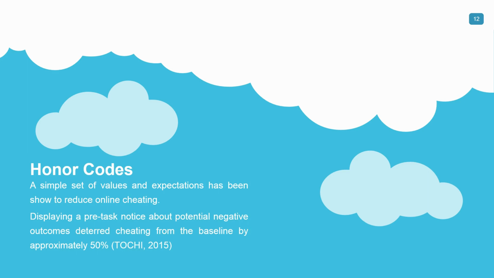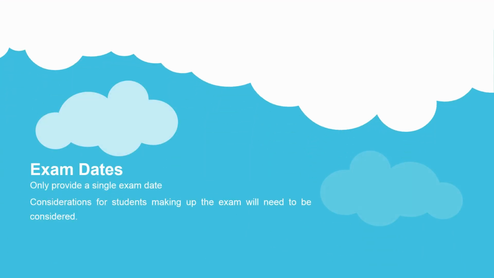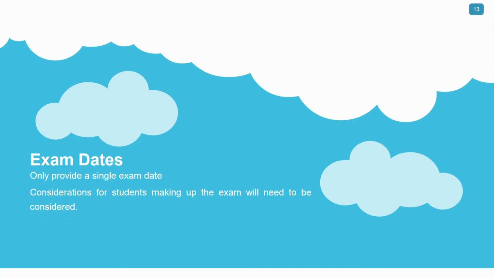Similar to honor codes, pre-task warnings that focus on the possible negative outcomes of cheating have been shown to reduce cheating from the baseline by approximately 50%. Exam dates. Keep exams to a single date. Accommodations will need to be made for students that simply can't take the assessment on the designated day. Alternate versions of the exam can be created easily if pulling questions from an exam bank.